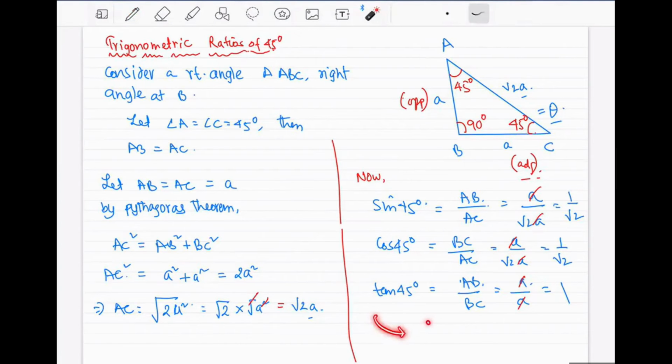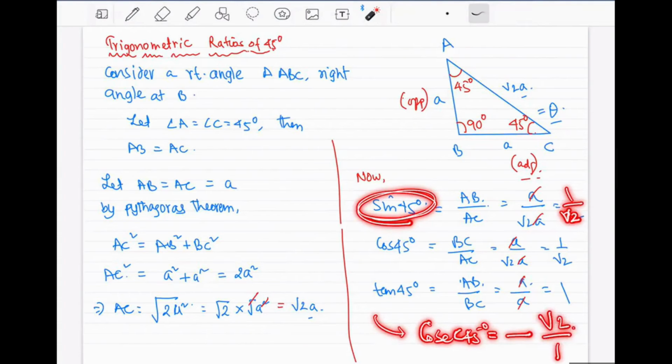After this, try to find the value of cosec 45. Cosec 45 means you have to take the reciprocal of sine 45. This is 1 by root 2. Take the reciprocal, it will become root 2 by 1, isn't it? You have to just turn it upside down. Root 2 by 1, you can just keep root 2.